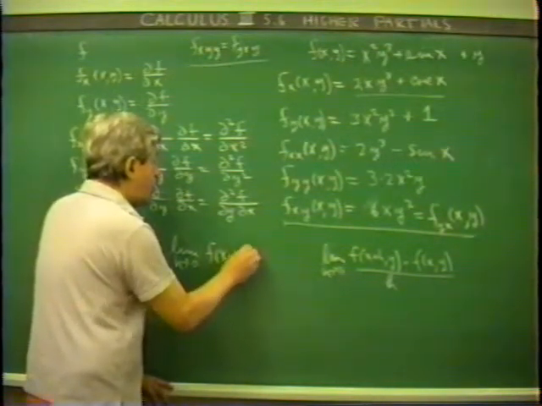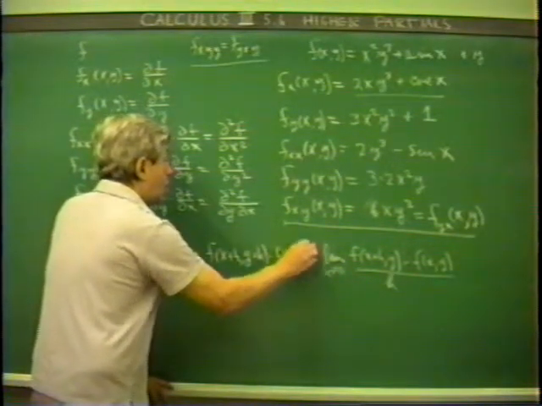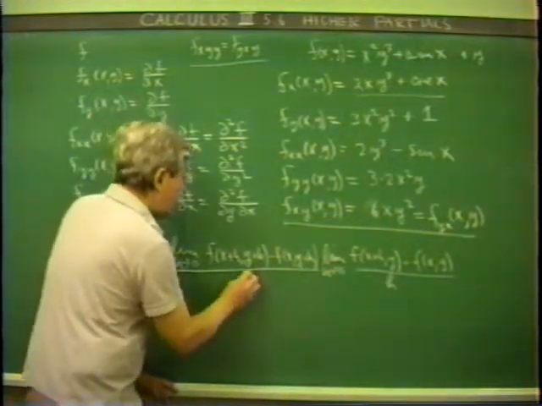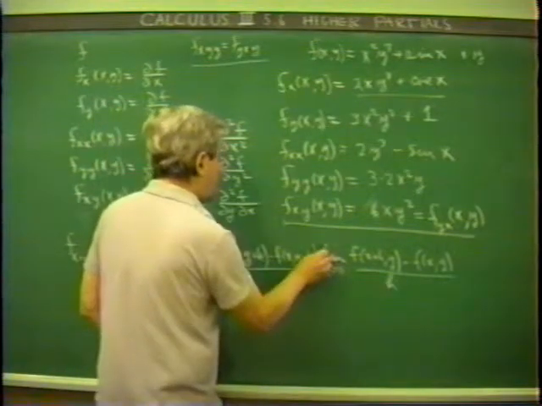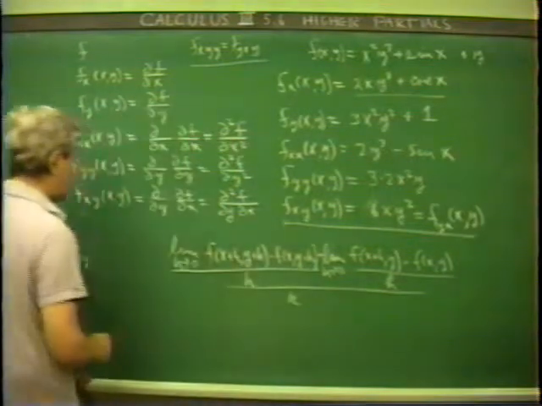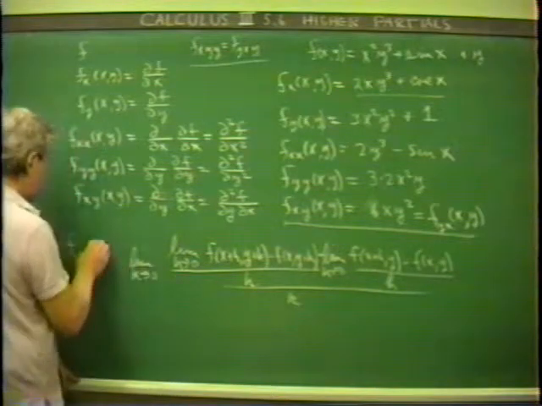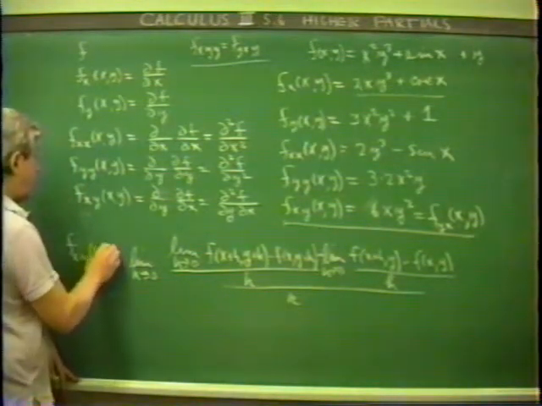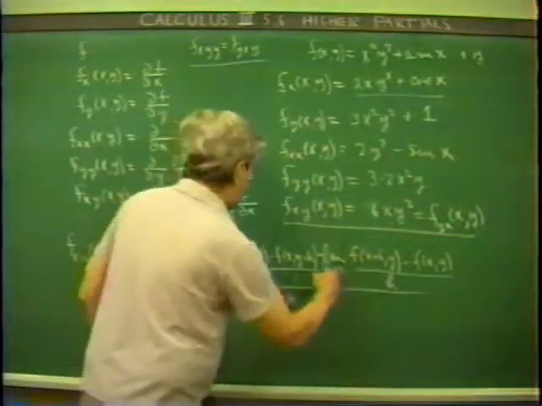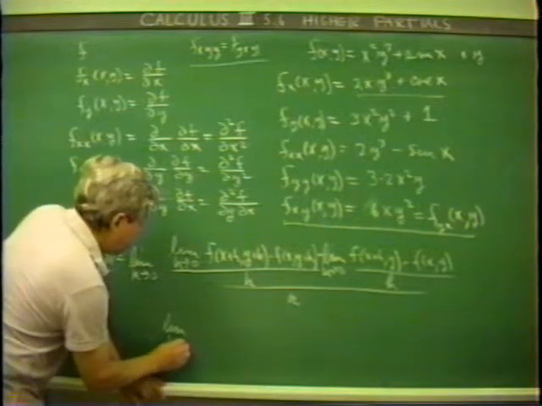That's to say, take the limit as h approaches 0 of f of x plus h and y plus k, minus f of x and y plus k, and divide this by h, subtract these two, and divide the whole thing by k. Take the limit as k approaches 0. This is going to be the partial with respect to x, then with respect to y at a point x, y.